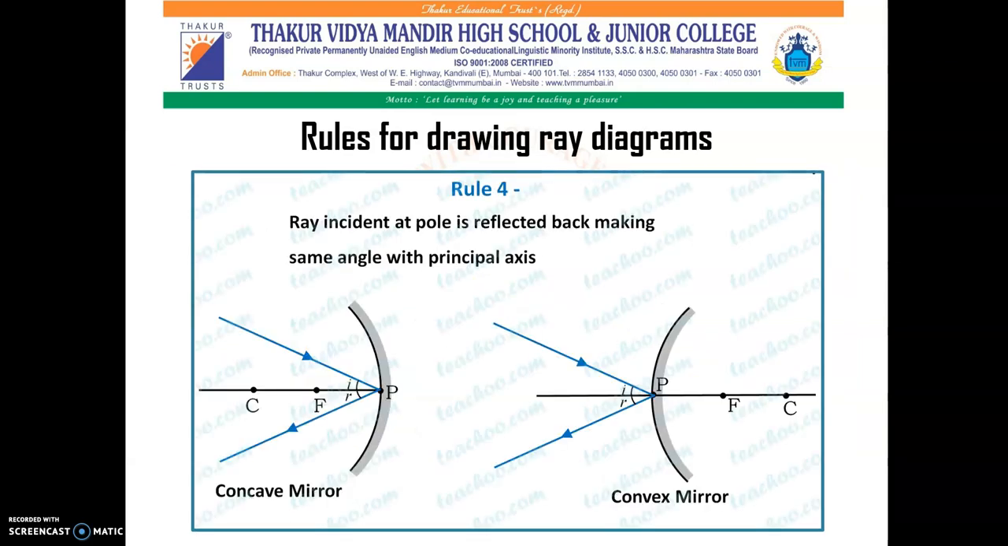There is one more rule, that is rule number 4, which is not mentioned in your textbook. The ray that is incident at the pole is reflected back, making the same angle with the principal axis. Over here you can see this is the incident ray and this is the reflected ray. The angle formed by the incident ray and the reflected ray with the principal axis is equal, both in concave and convex mirror.